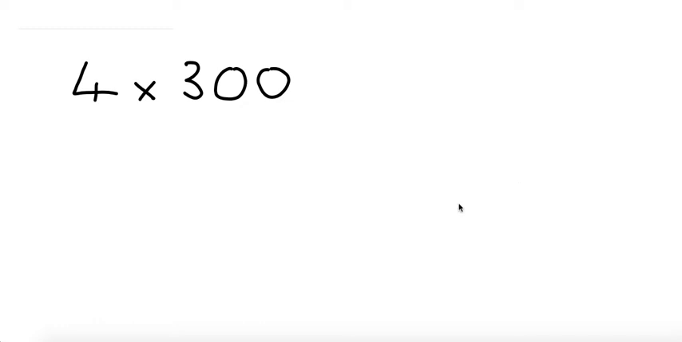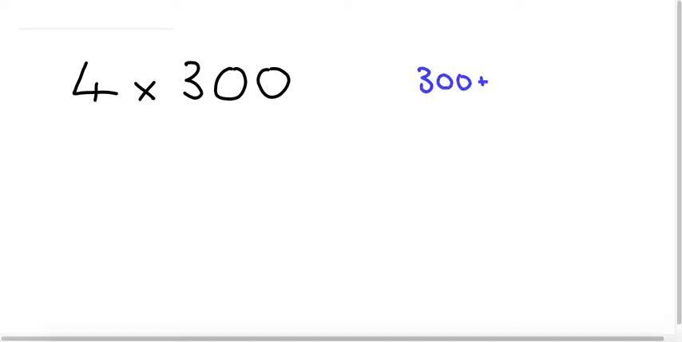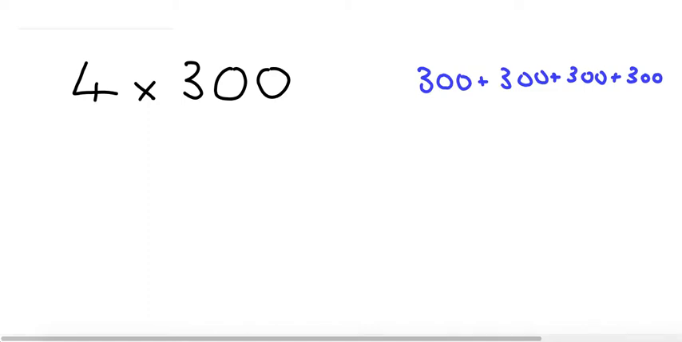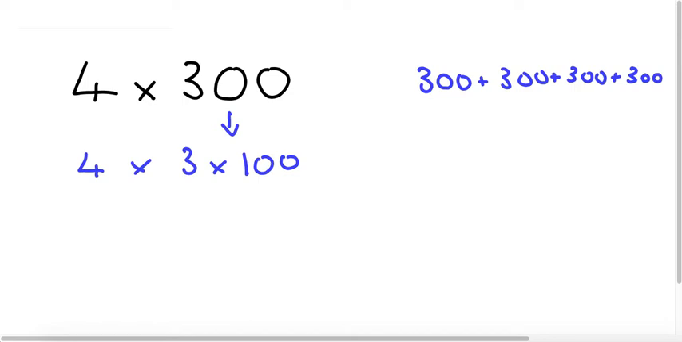Let's look at this example. 4 times 300. So we could say that 4 times 300 is 4 300s: 300, 300, 300, and 300. Or we can think about it like this. That 300 is 3 hundreds, 3 times 100. So if we do 4 times 3 times 100, well, that's the same as saying 4 times 300.